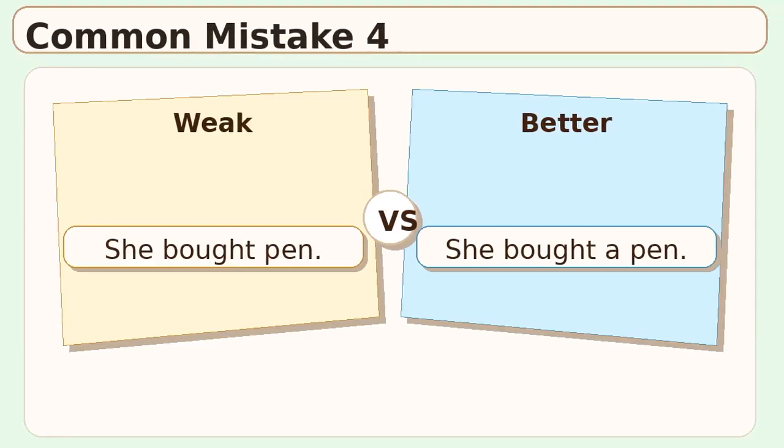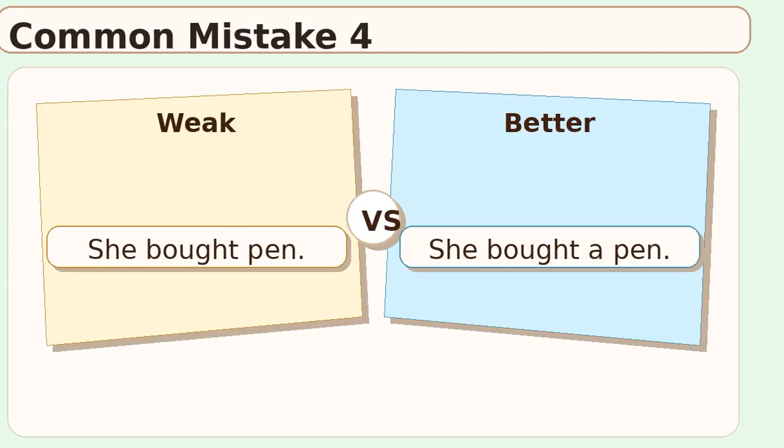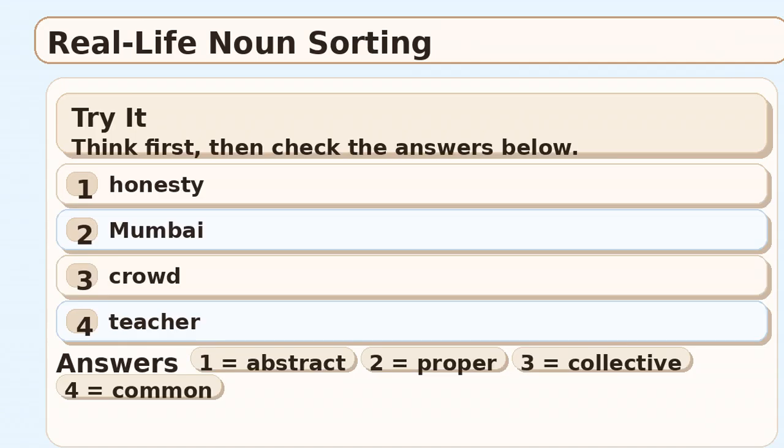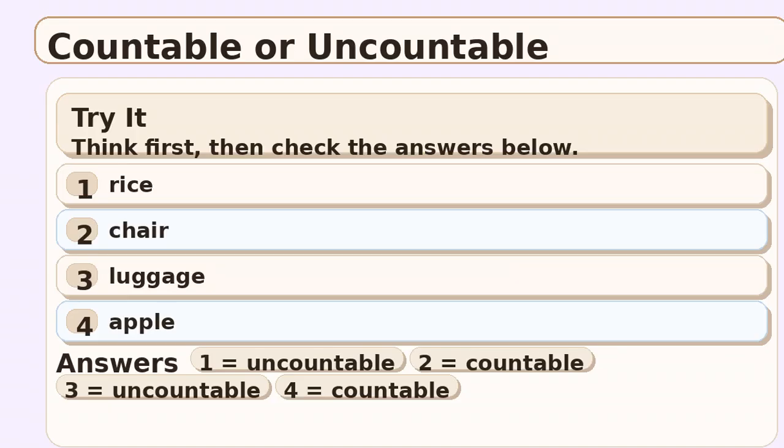Here is another frequent issue. Singular countable nouns usually need some determiner, article, or quantity marker in ordinary sentences. Try this quick classification task. Decide whether each noun is common, proper, abstract, or collective based on the way it is used here. Now test your understanding of countable and uncountable nouns. This distinction becomes very important in articles, quantity words, and error correction.